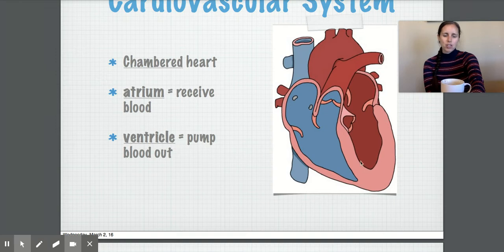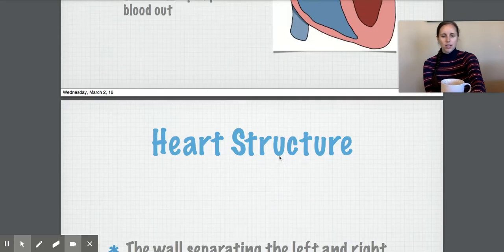The reason that the ventricles have so much thicker walls is because they're more muscular and they actually have to withstand greater pressure. They're going to pump the blood out. So there's a greater pressure in the ventricles than there is in the atria.